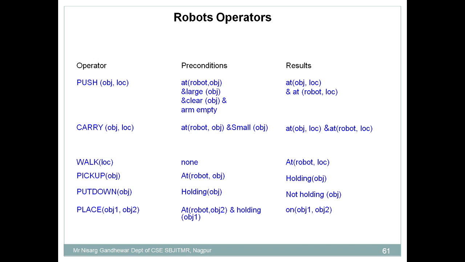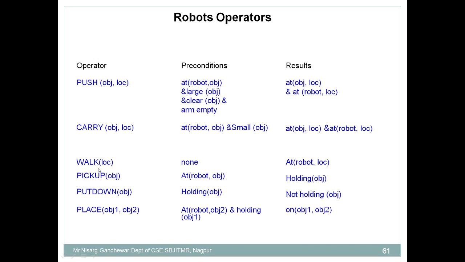So what is the difference between push and carry? The simple difference is that if the object is small, then you need to perform the carry operator. If the object is large, then you need to perform the push operator. So what are the preconditions in order to perform the carry operator? The first condition is that the robot should be present near that object, and the second is that the object should be small. Then and only then can you perform the carry operator. And what is the result? The object is moved from one location to another and the robot is also present at the new location.